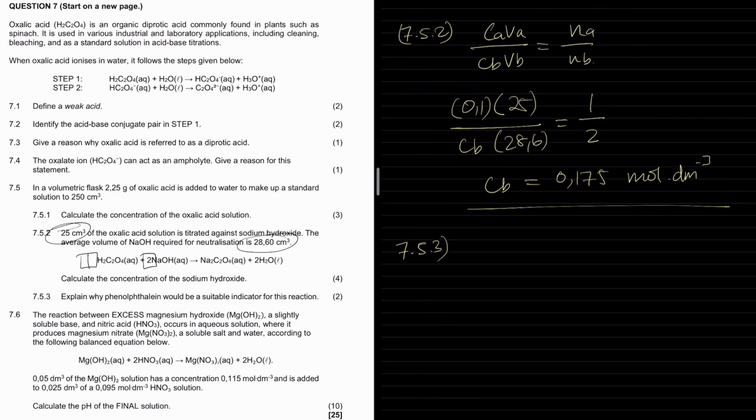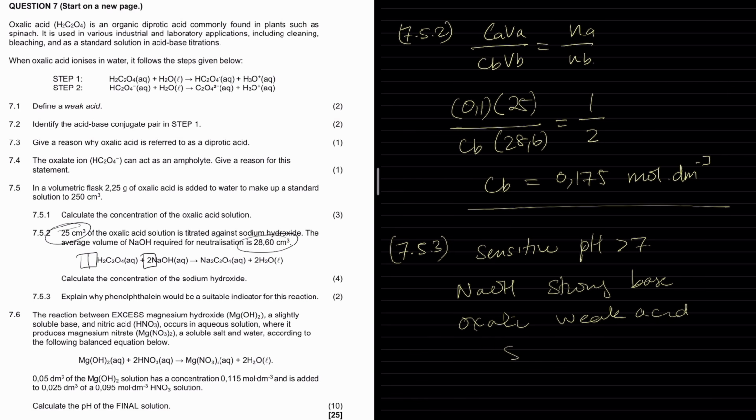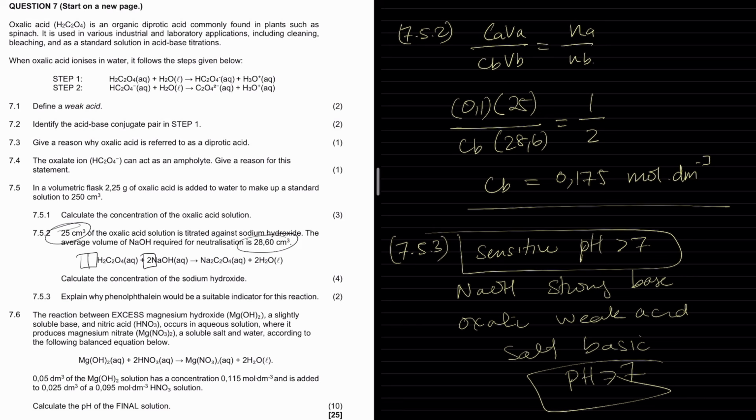7.5.3, explain why phenolphthalein would be a suitable indicator. So phenolphthalein is sensitive to pH ranges that are greater than 7. If you look at the reaction that we have, NaOH is a strong base. Oxalic acid is a weak acid. And so the salt is going to be a basic salt, meaning the pH of the salt is going to be greater than 7. Hence, using phenolphthalein would make sense.